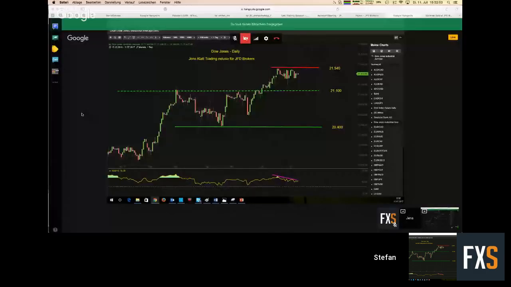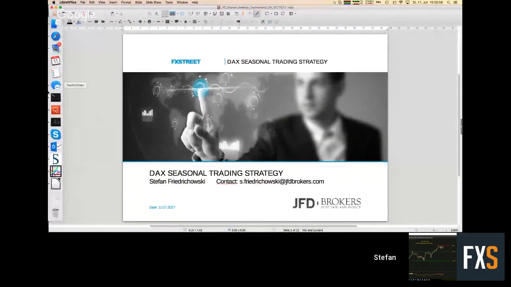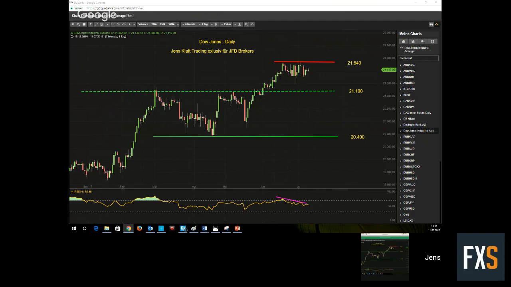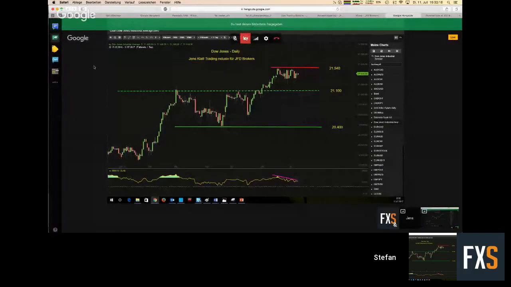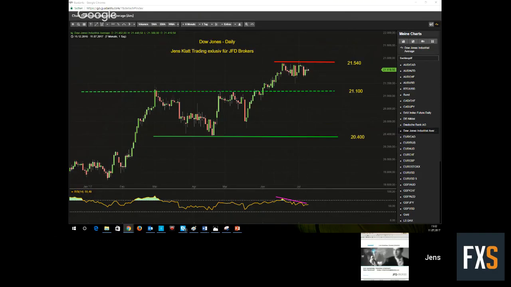Let me see. So Jens, maybe if you see my screen, just say yes. So not yet. Right now I can still see your face, but I think only as a picture. Let's see. There we go. That means DAX seasonal trading. Oh no, you just switched over to my screen again. So you don't have DAX seasonal? Not yet, no. Okay.